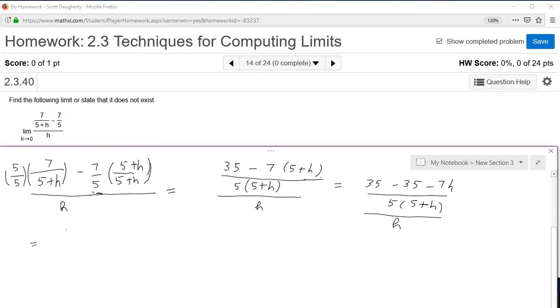Okay, and then cleaning this up a little bit, you can see that the 35's cancel. 35 minus 35 is 0. And then 0 minus 7h leaves you with a minus 7h on top, all over that common denominator. And then that's divided by h.